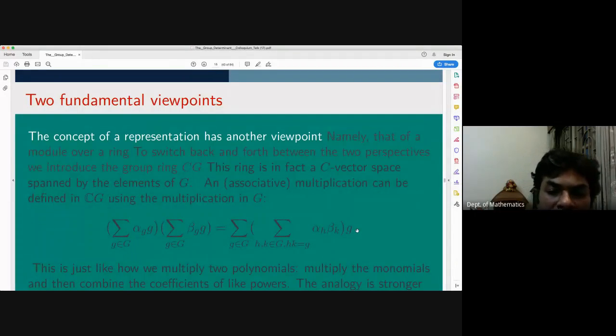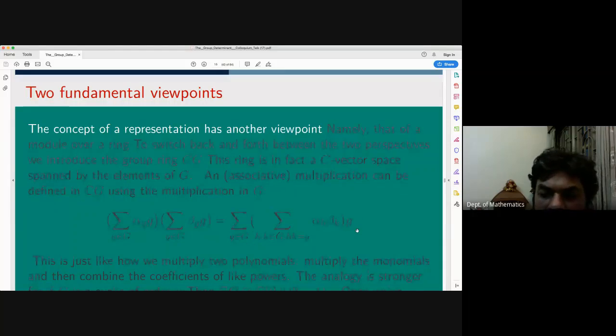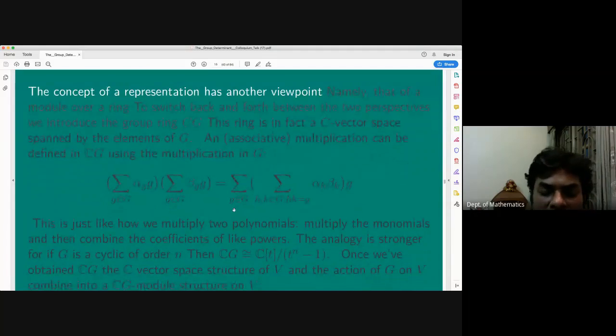Whenever you have a group, you form a ring. How do you form a ring? You just take the linear combinations of the group elements with coefficients coming from the field. This C is the complex numbers, so these alpha G's are complex numbers. And what I have written here is a way to multiply two such linear combinations. So this CG is a ring. It is defined as all possible linear combinations, with coefficients in the complex field, of the elements of the group.